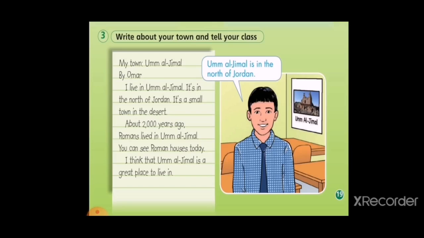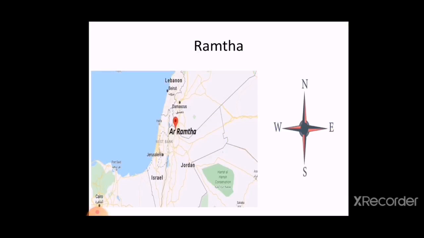In order to write the same way about our town, Ramtha, I did research about it to answer the 5 questions. Let's see. We have here the name of our town, Ramtha. Look at Jordan's map. Who can tell me where Ramtha is? Ramtha is in the north of Jordan. Do you know how far Ramtha is from Amman? Yes, it's about 83 kilometers from Amman.